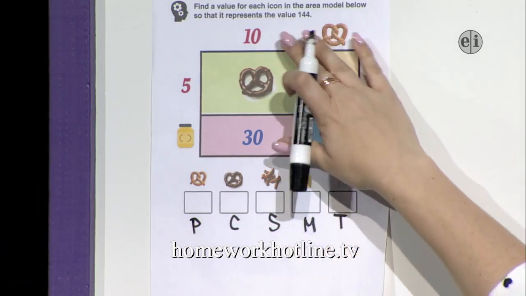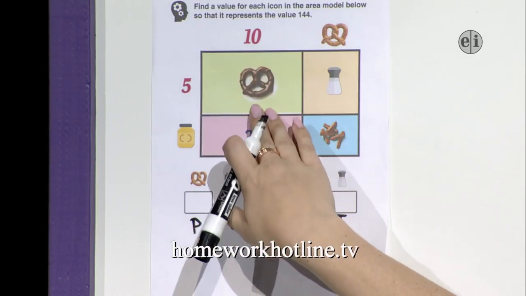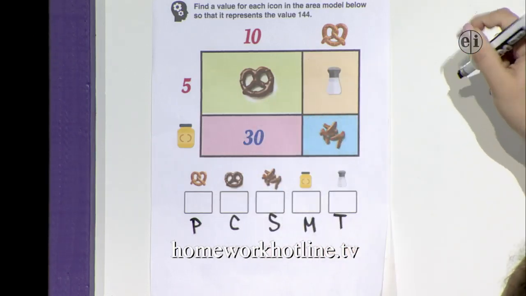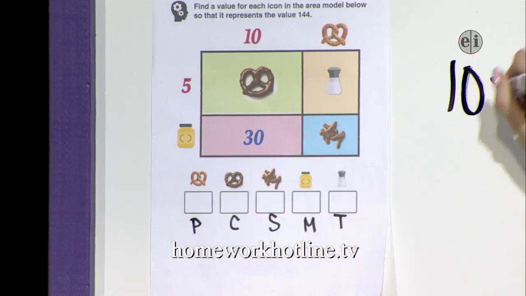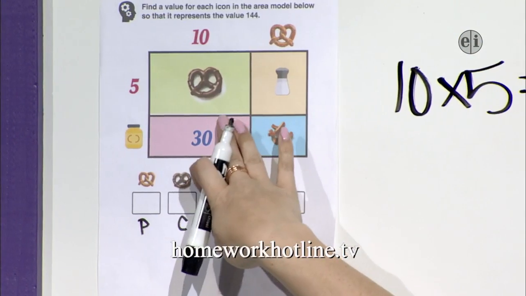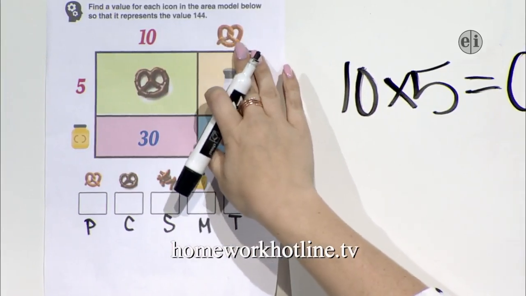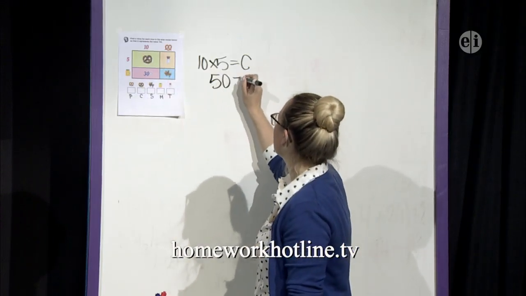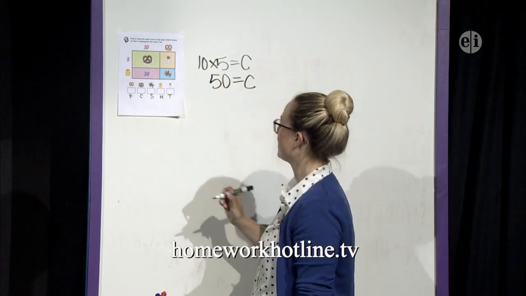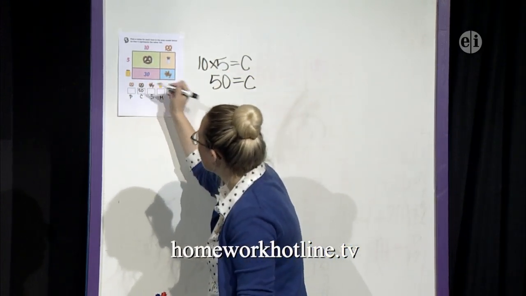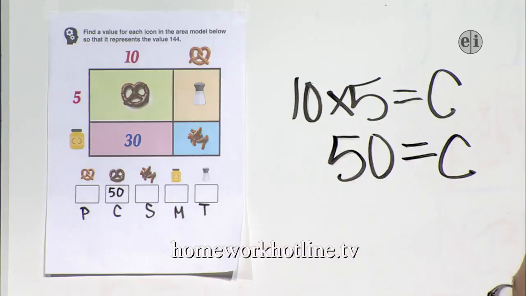All right, so I'm going to start here, and if I want to find the area, I multiply the length times the width, so I have 10 times 5 equals chocolate pretzel. I don't know if you can tell the difference. This one's got salt on it. This one's chocolate dipped. So 50 equals C. So I'm going to put that over here. Nice. We already have one area.